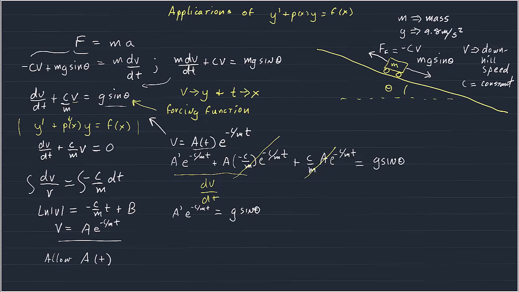And we can solve this. This is now the derivative of a with respect to t. So that means a prime is equal to g sine theta e to the positive c over m t. I'm dividing both sides by e to the minus c over m t. So from here, why don't you go ahead and stop the video and solve for A and then solve for V. I'm going to continue to work on this, and you can check your work after you return.